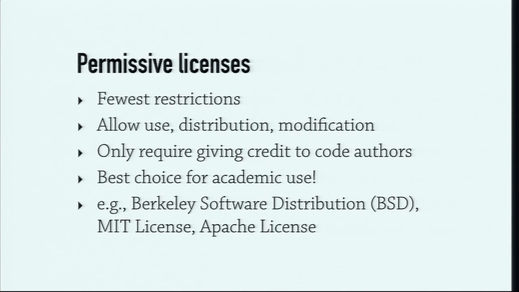Permissive licenses means that they have fewer restrictions. Essentially, you put the code out there and you say anybody who gets this code can use it, redistribute, modify. The only condition is that you give me credit as the author. So if you redistribute, it has to have my name on it as the author. That's all. So that's really the best choice, in my opinion, for academic use, and the opinion of many people who write software. Two examples are the Berkeley Software Distribution, or BSD license, and the MIT license. Apache license is another choice. So if you see software with any of these three, it means you can do anything with it as long as you give credit to the author.